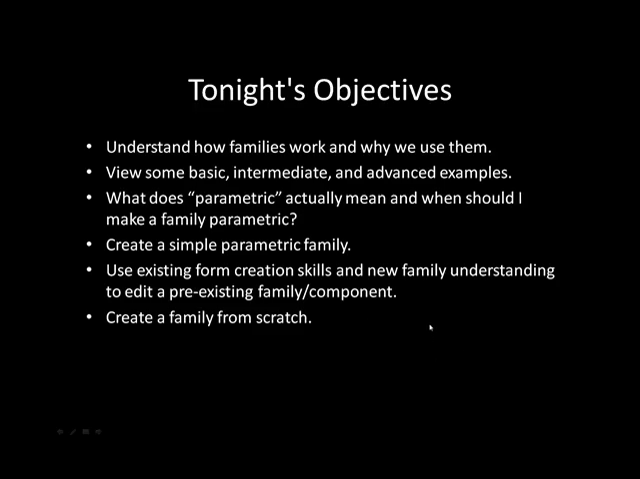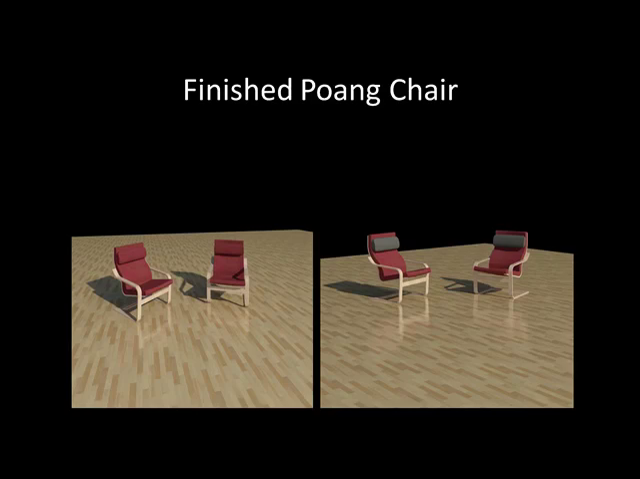So that's sort of the difference there. All right, so let's look at some. We're going to look at some basic, intermediate, and advanced examples right now. So the first one would be a basic family. This one's one that I would say is semi-parametric.